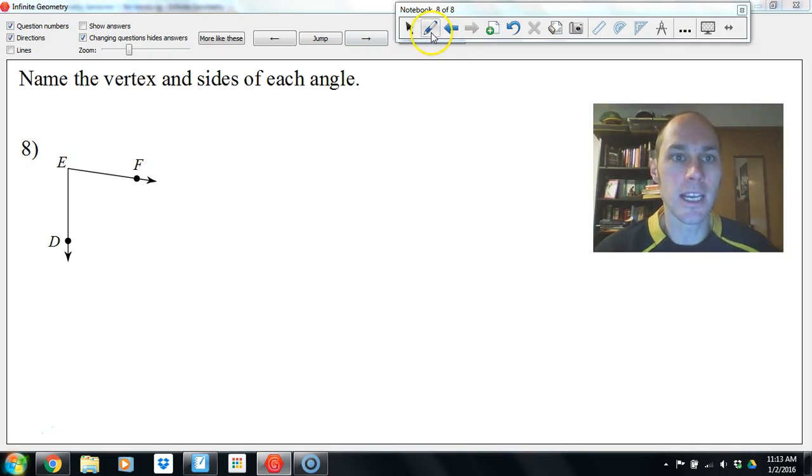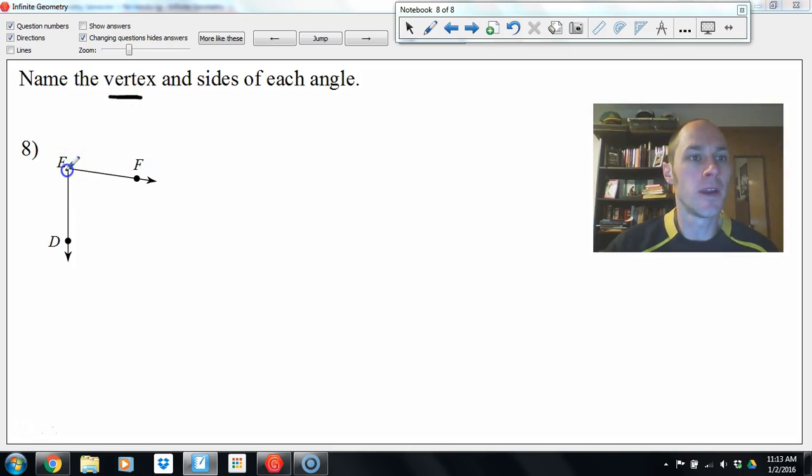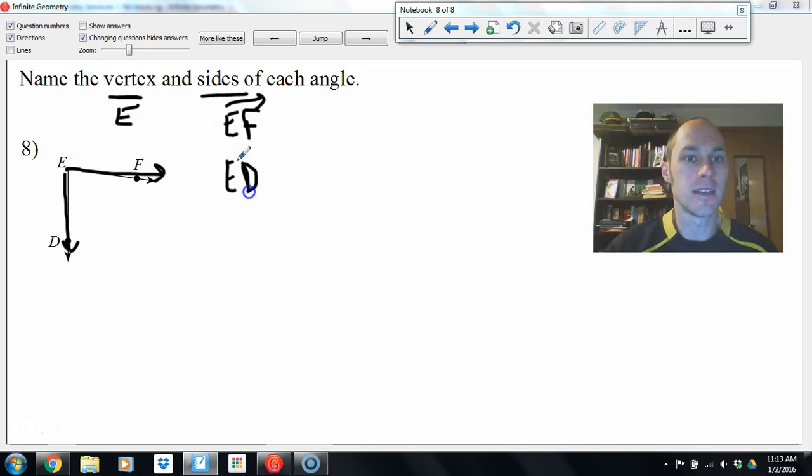Name the vertex and sides of each angle. Well, the vertex is point E, and the sides would be ray EF and also ray ED. Notice that E is the beginning point since it's the vertex of the angle.